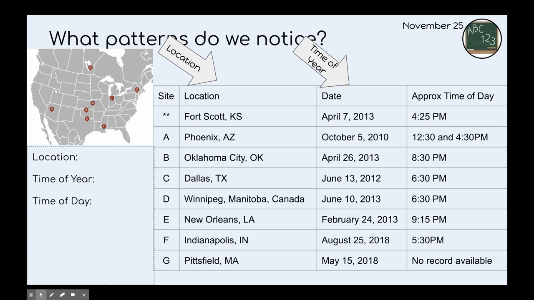What about the time of year? Notice the earliest it happens is February 24th, which is very early spring, or late winter. And the latest it happens is October 5th, which is fall. And then what do you notice about the time of day? One thing that really stands out to me is that all of the times of day happen in the PM. So what might that mean? What pattern might you pull out from that?